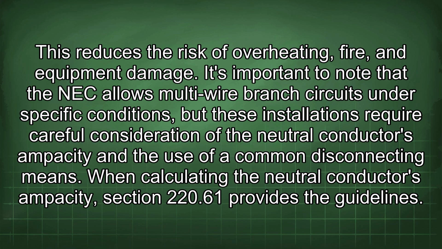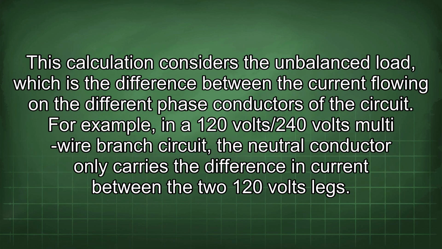It's important to note that the NEC allows multi-wire branch circuits under specific conditions, but these installations require careful consideration of the neutral conductor's ampacity and the use of a common disconnecting means. When calculating the neutral conductor's ampacity, Section 220.61 provides the guidelines. This calculation considers the unbalanced load, which is the difference between the current flowing on the different phase conductors of the circuit. For example, in a 120 volt/240 volt multi-wire branch circuit, the neutral conductor only carries the difference in current between the two 120 volt legs.